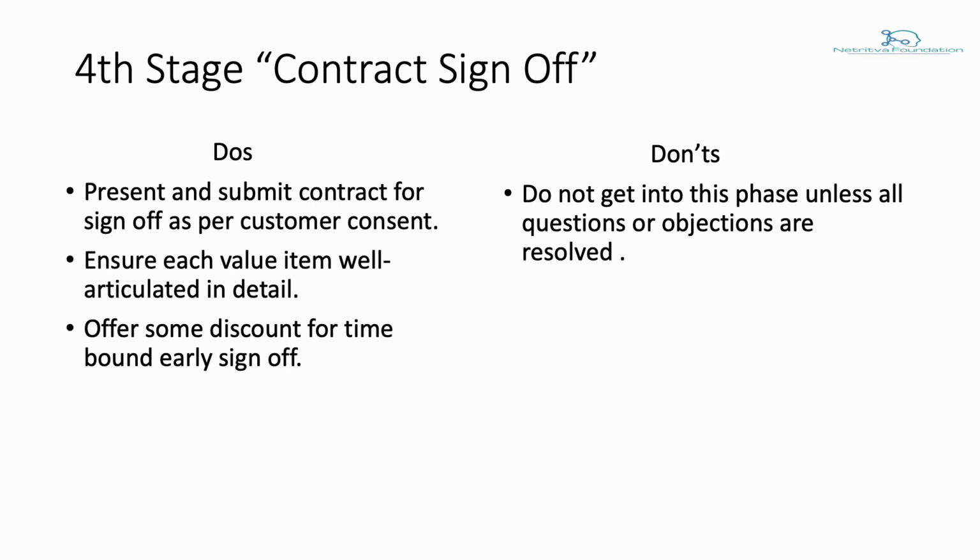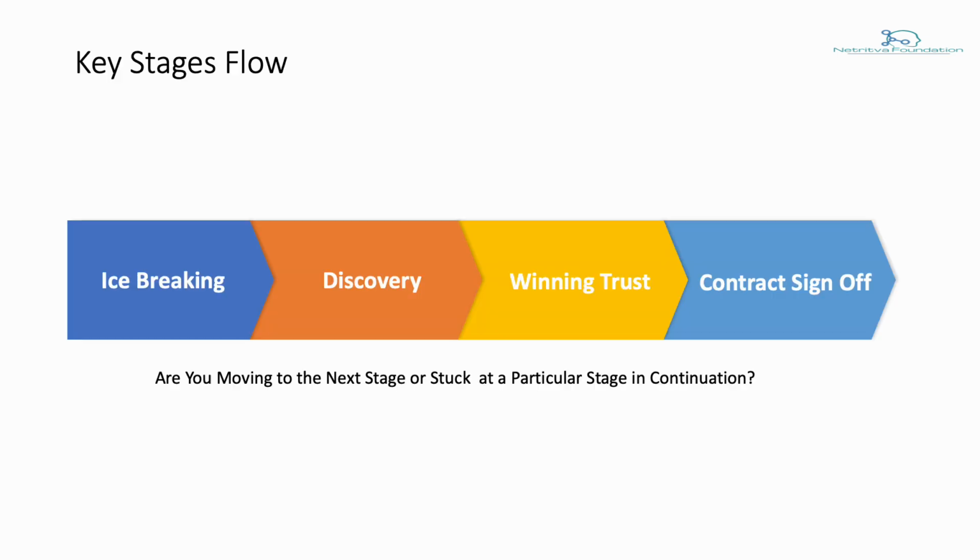So friends, these are the four stages of the technology selling process. At any given point of time, as I said in the beginning, knowingly or unknowingly, you will be in one of these stages. So as a salesperson, at the end of every meeting with any of your prospect customers, you should ask yourself a question: are you moving forward along these stages, or are you getting stuck at one stage?